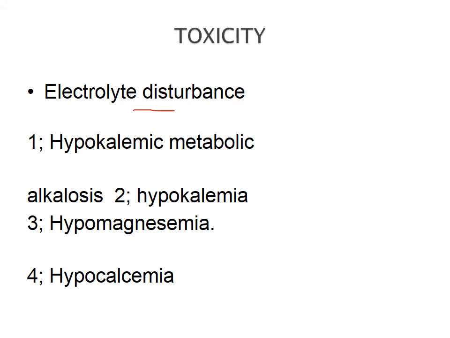Now, toxicity: all diuretics usually lead to electrolyte disturbances. They all cause hypokalemic metabolic alkalosis. They also lead to decreased levels of magnesium, that is hypomagnesemia. Loop diuretics also cause hypocalcemia, they simply decrease the level of calcium in the blood. Thiazide increases the level of calcium in the blood. So loop diuretics lose calcium in the nephrons, and thiazide diuretics usually increase the reabsorption of calcium from the nephrons. So that is one of the most important effects of these diuretics.